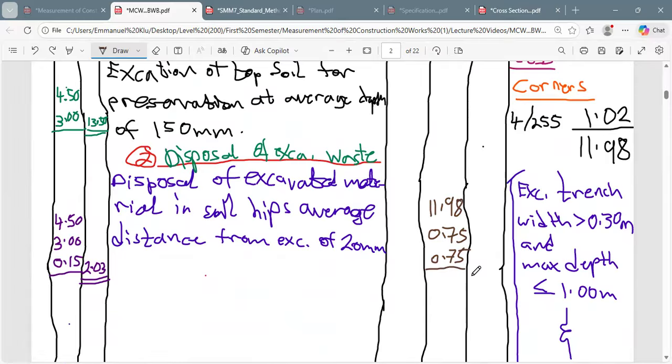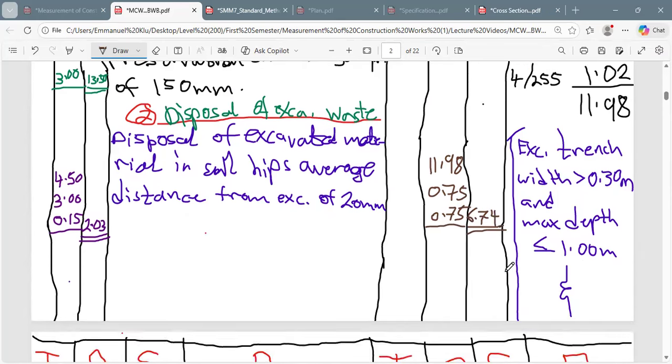All right. So after multiplying 11.98 times 0.75 times 0.75, we're going to get 6.74. So that becomes 6.74.